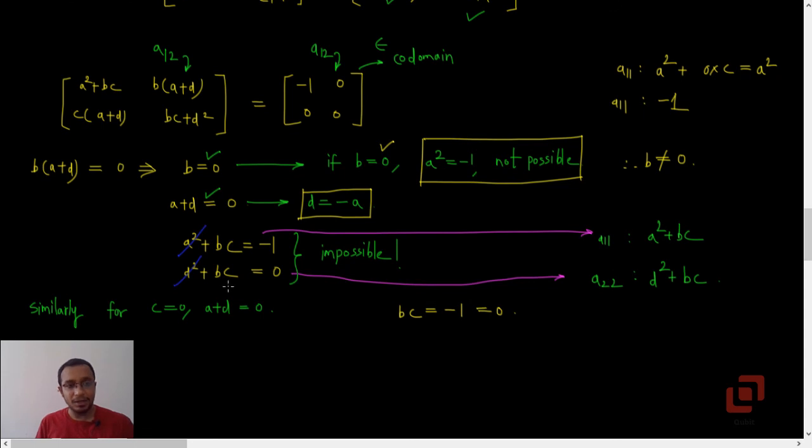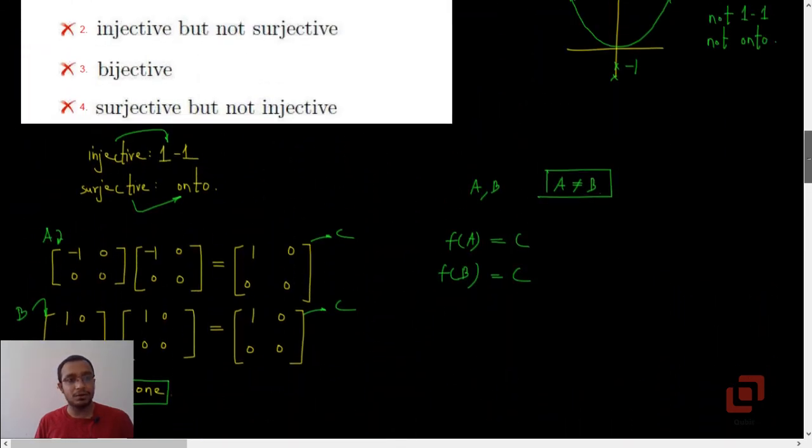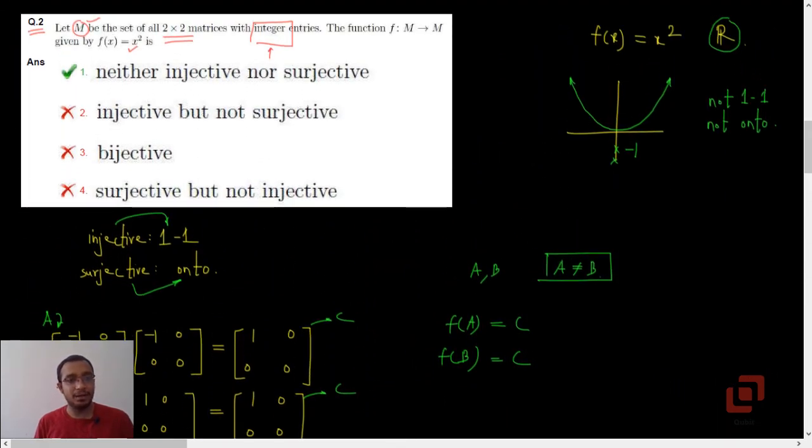Similarly, you can argue that if we take c equal to 0 or a plus d equal to 0, we are led to contradictions. Which means the given function is neither 1-1 nor onto, and hence the correct option is option 1: neither injective nor surjective, that is, neither 1-1 nor onto.